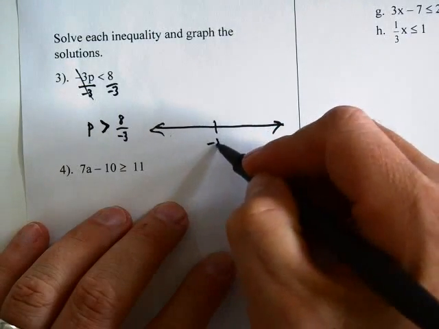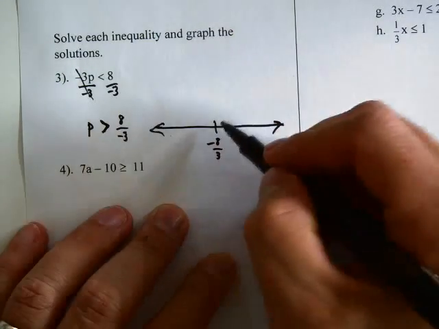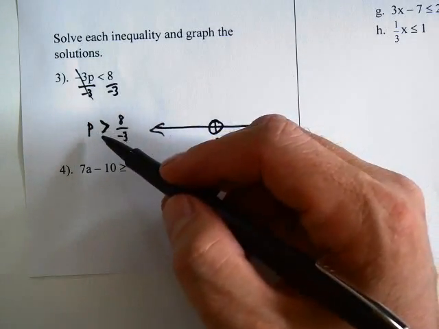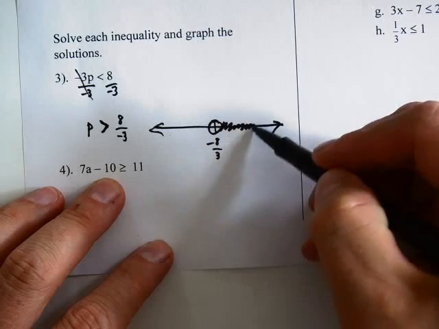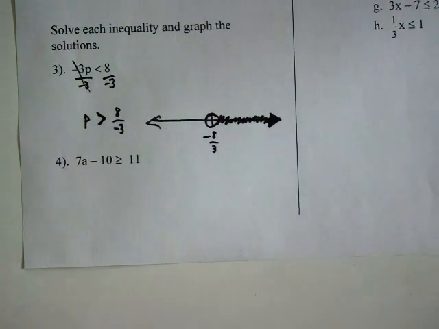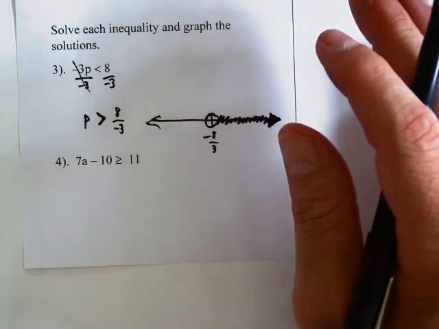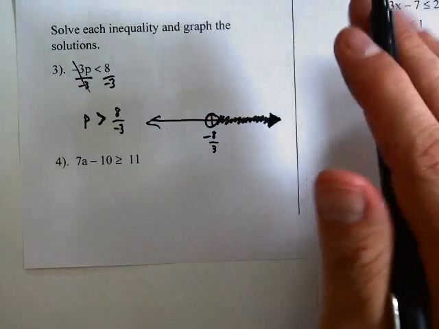So, my only critical number is negative 8/3. It's an open circle, because I don't have the line underneath, and it says that P is greater than that, so I shade to the right, because to the right is greater than. Pretty cool. At least if I was the teacher grading it, I wouldn't need all this 0, 1, 2, all that stuff.